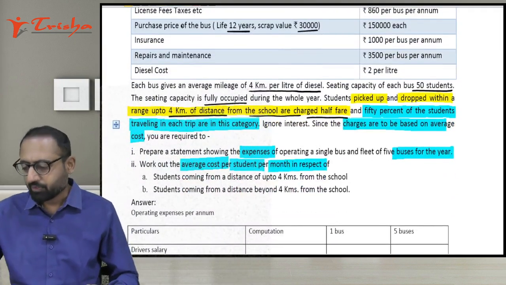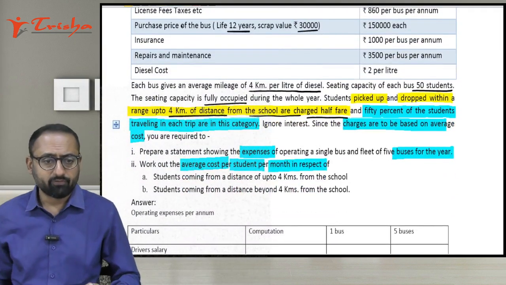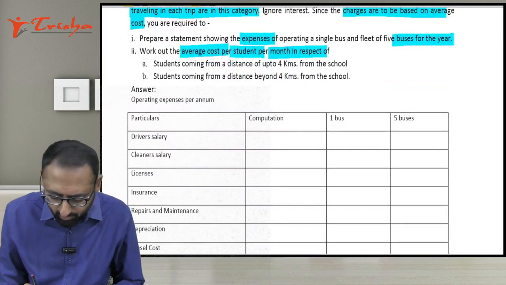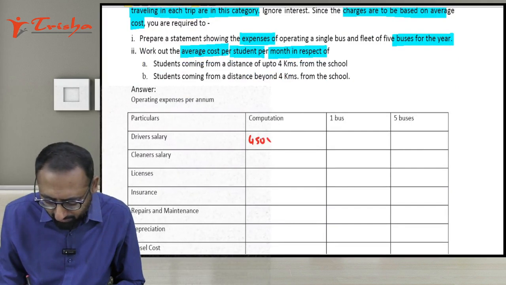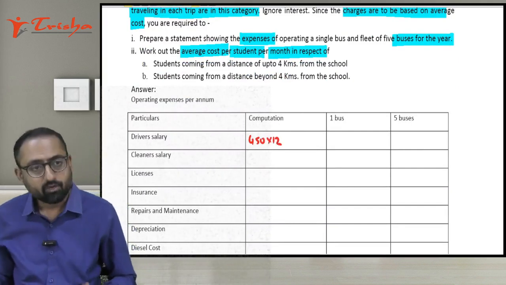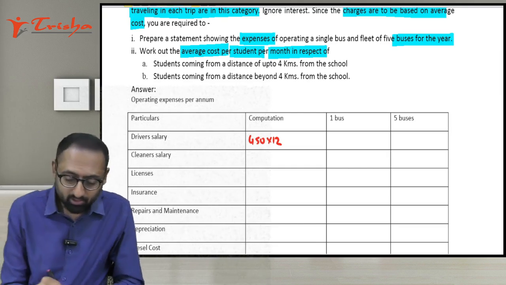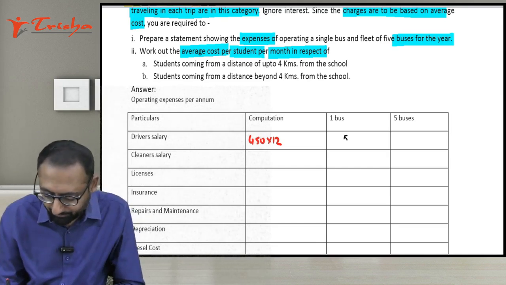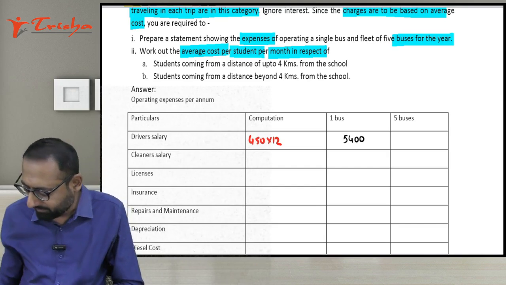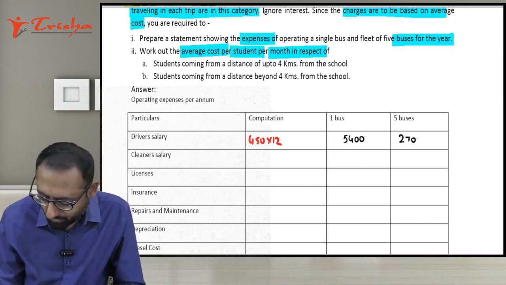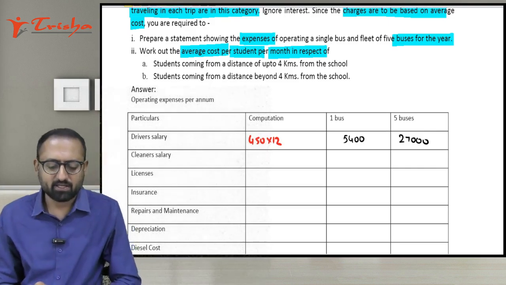Okay. So driver salary is 450 per month per driver. For one bus, I am calculating 450 multiplied by 12. Your answer comes to 5,400. And if you multiply with the five buses, your answer comes to 27,000. So this is your first expense, that is the driver salary.